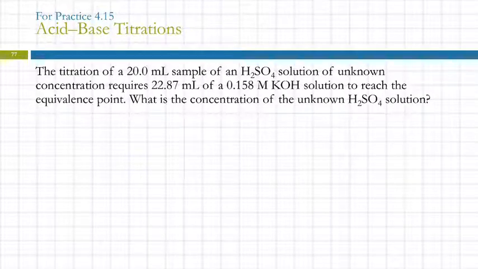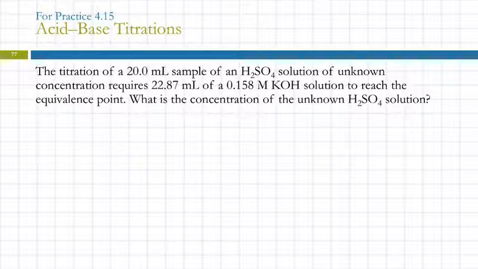Okay, we're going to do a calculation here. A titration of a 20 mL sample of an H2SO4 solution of unknown concentration requires 22.87 milliliters of a 0.158 molar KOH solution to reach the equivalence point. What's the concentration of the unknown H2SO4 solution? This is solution stoichiometry. So we need a balanced chemical equation.